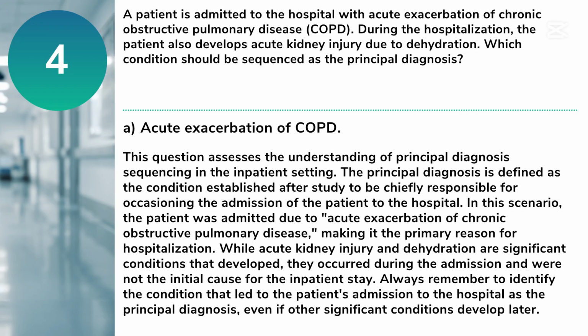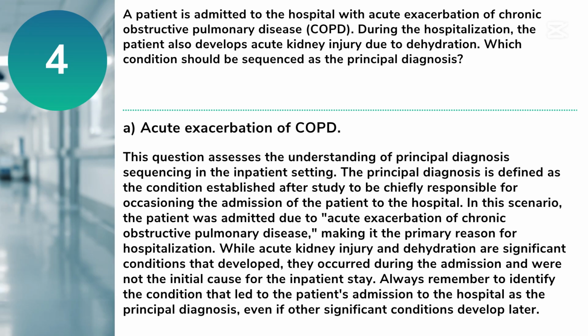Answer: A. Acute exacerbation of COPD. This question assesses the understanding of principal diagnosis sequencing in the inpatient setting. The principal diagnosis is defined as the condition established after study to be chiefly responsible for occasioning the admission of the patient to the hospital. In this scenario, the patient was admitted due to acute exacerbation of chronic obstructive pulmonary disease, making it the primary reason for hospitalization. While acute kidney injury and dehydration are significant conditions that developed, they occurred during the admission and were not the initial cause for the inpatient stay.